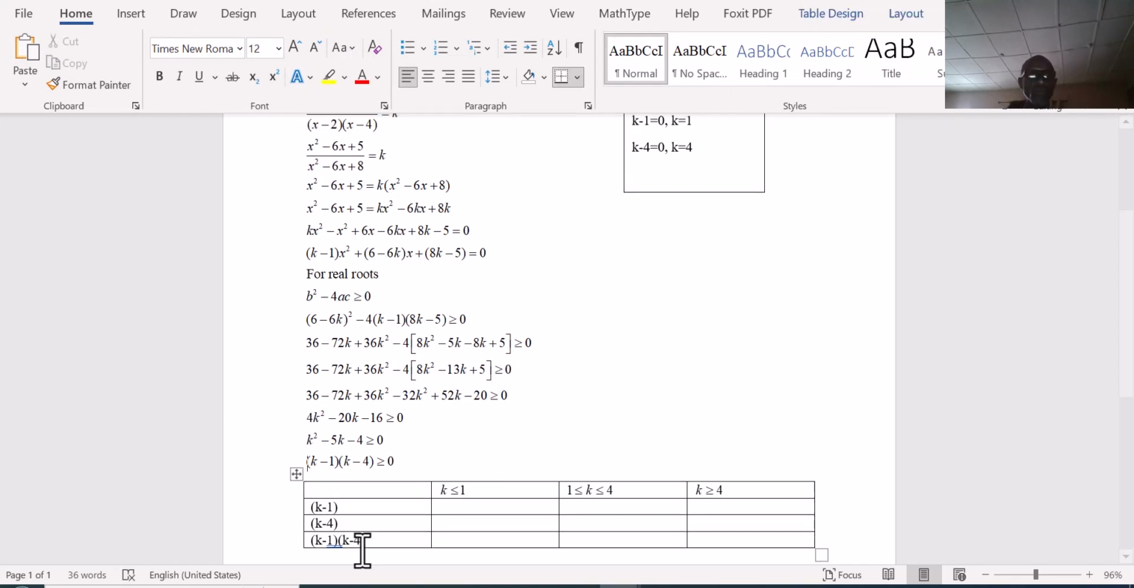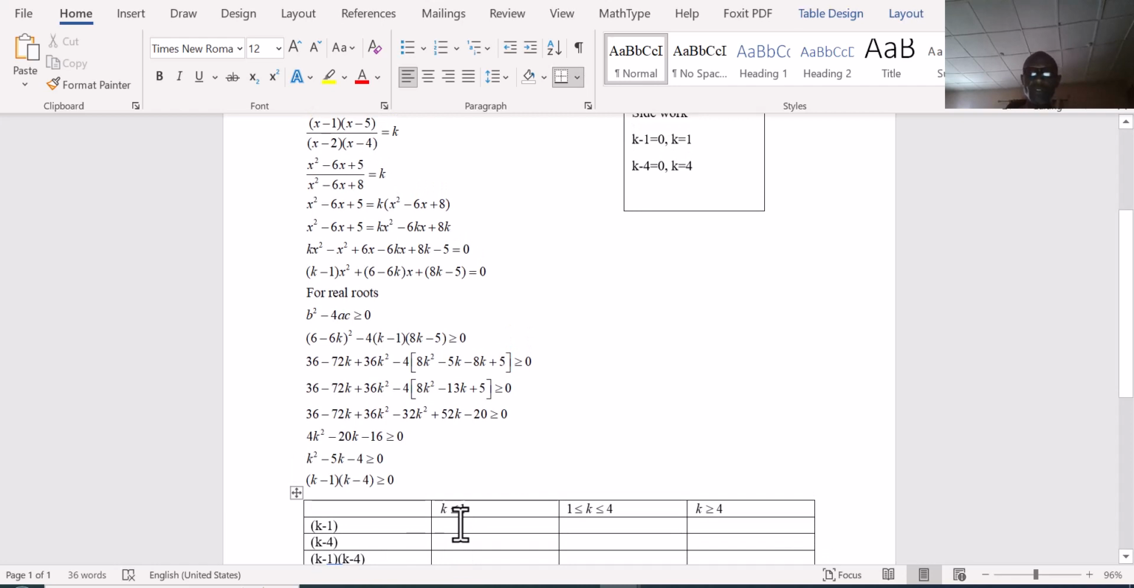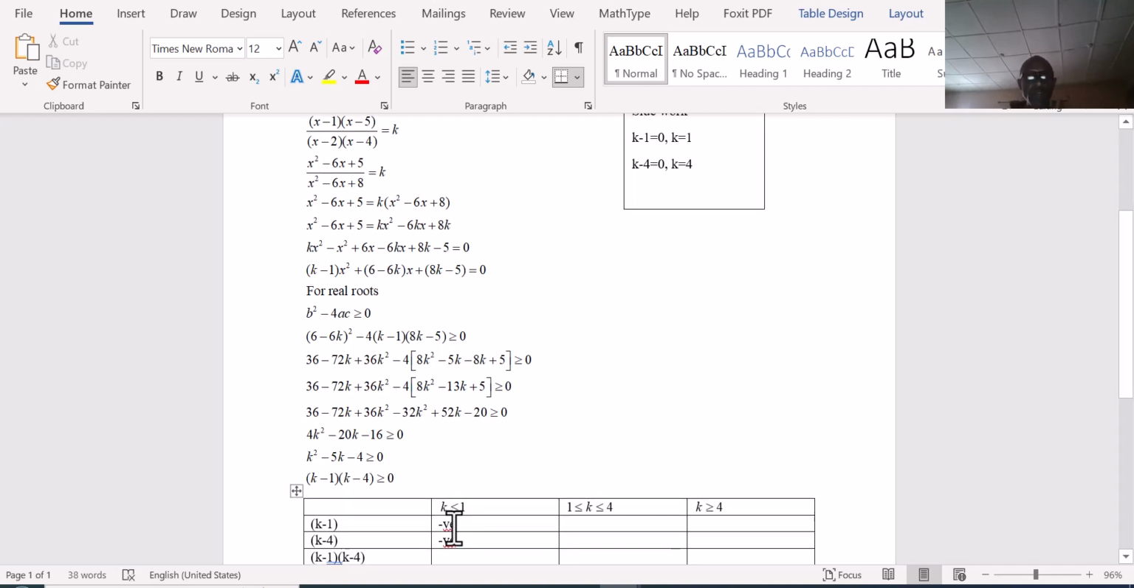One quick thing now is to pick a value. The first one says k less than or equal to 1. So pick a value that is less than 1. Let's say we pick 0. 0 minus 1 will give us minus. We only need the sign, we are not concerned about the value. 0 minus 4 will give us negative also. The product of negative and negative will give us plus, so it's positive here. So we move to the next one, between 1 and 4. Pick any value between 1 and 4.